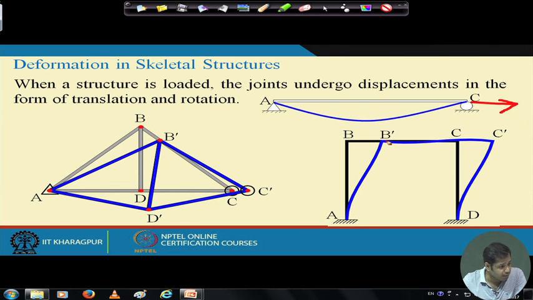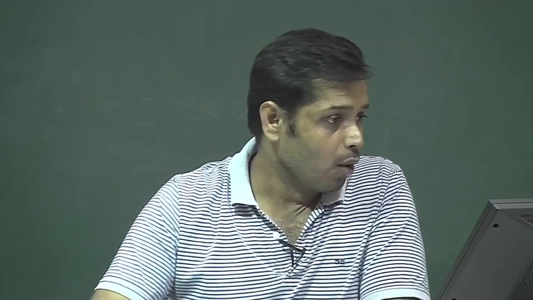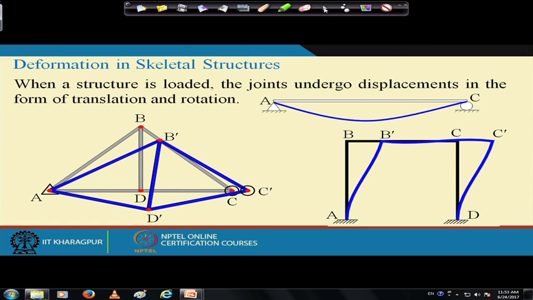And for this case joint B goes here, joint C goes to C dash. So, this is also a combination of translation and rotation depending on the type of joints we have. Okay. Now, then what is kinematic indeterminacy?